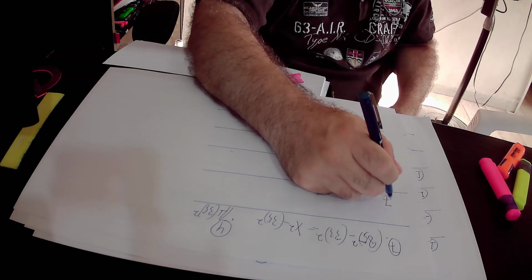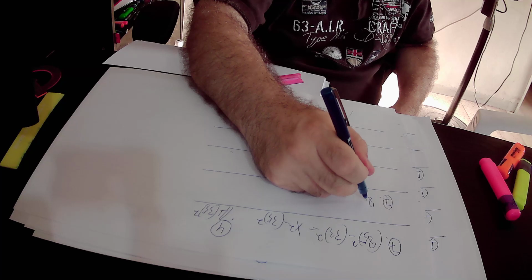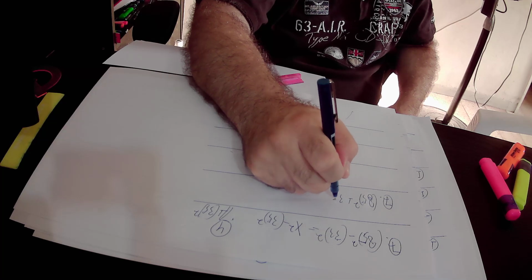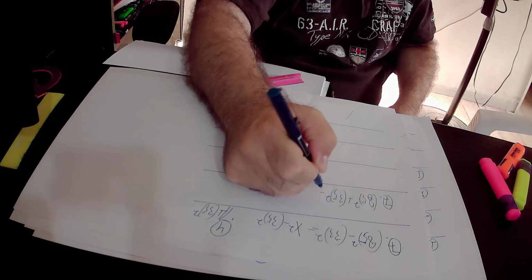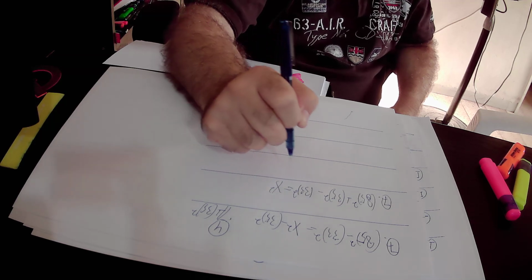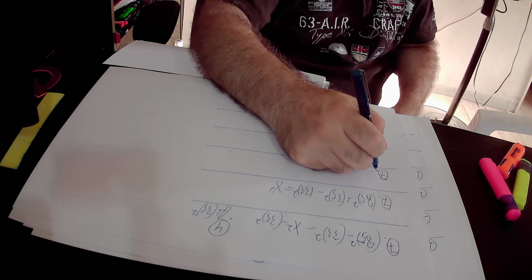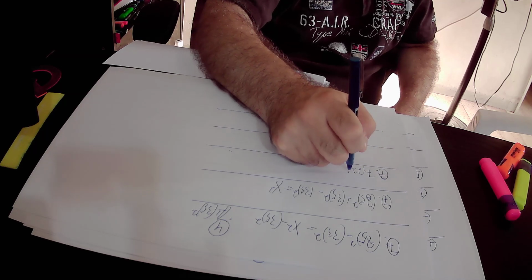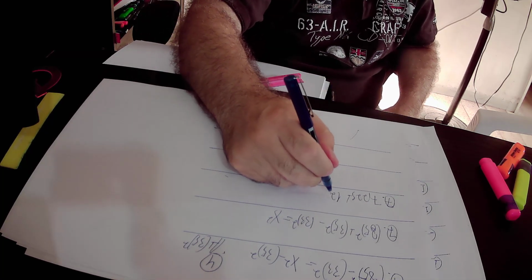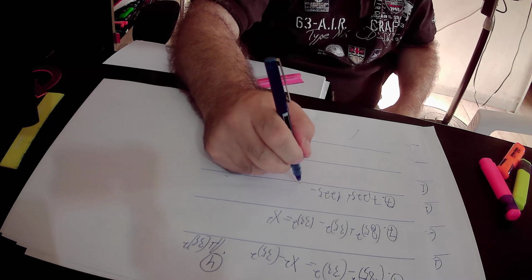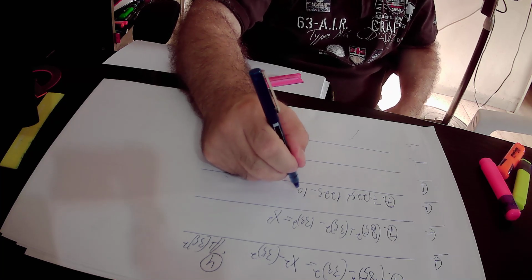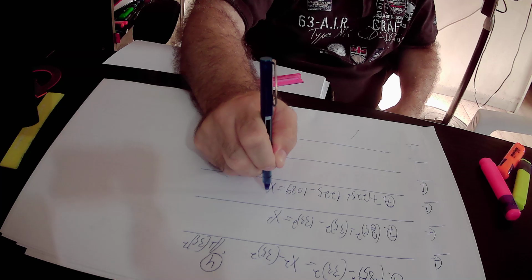equation number 7, 85 squared plus 35 squared minus 33 squared equals x squared. 85 squared is 7,225 plus 35 squared. 35 squared is 1,225 minus 33 squared. Minus 33 squared is minus 1,089. And it is equal to x squared.